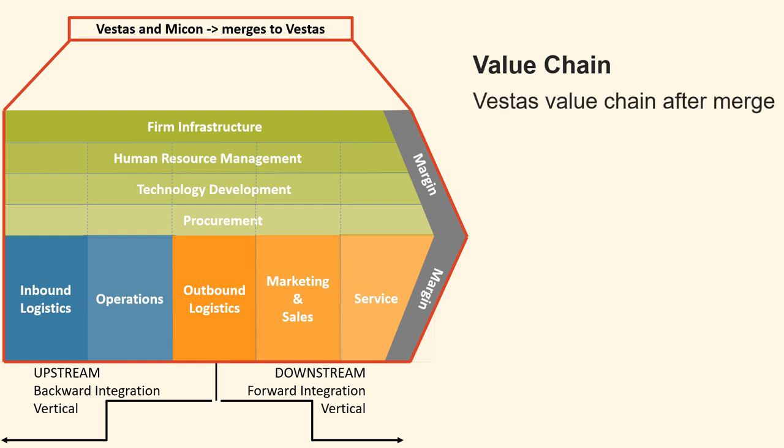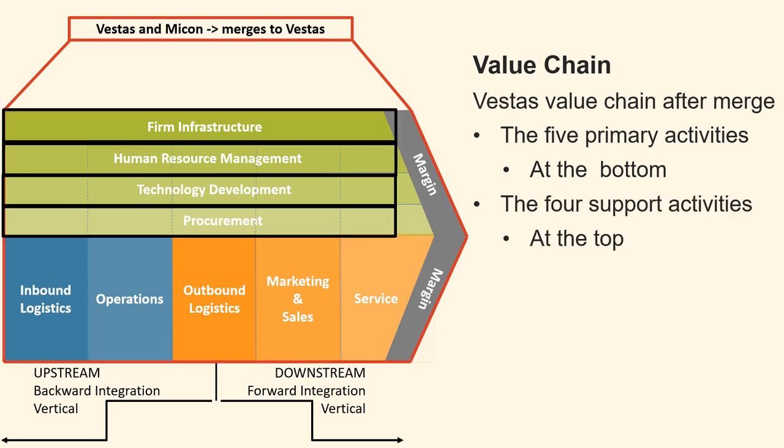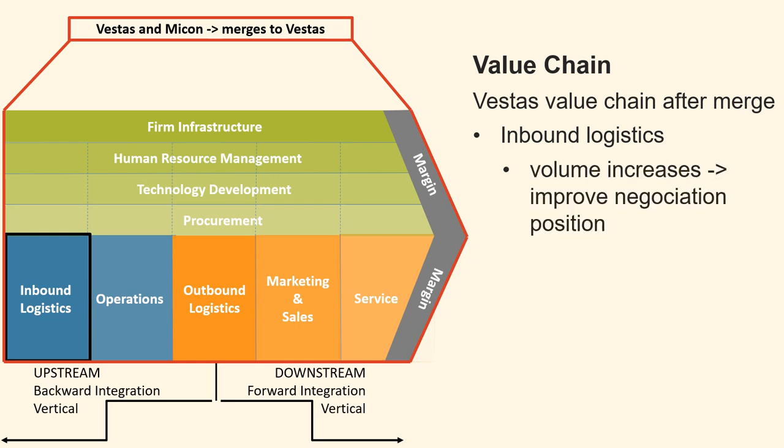How does the value chain look after the merger, which made Vestas a significant player in the industry? We will first examine the 5 primary activities at the bottom of the model. Then we will explore the 4 support activities at the model's top. The first primary activity is inbound logistics. Increasing total purchasing volume can improve the negotiating stance with suppliers, potentially reducing costs.